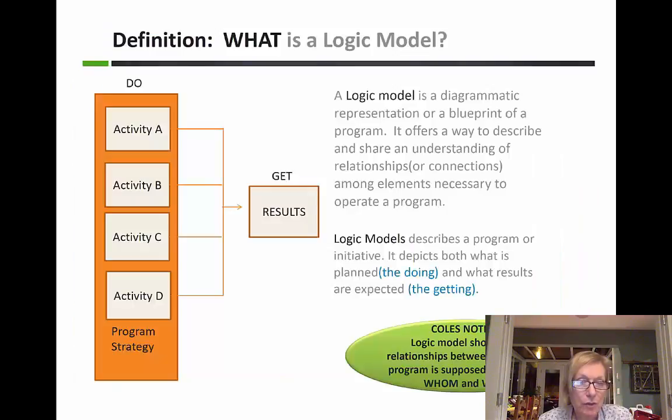So they talk about a logic model. It's a tool to help you get your head around how to evaluate a program. And it's a representation or a blueprint of a program, and it offers a way to describe and share an understanding of the relationships or the connections among the elements that are necessary to operate a program. A logic model describes a program or initiative. It depicts both what is planned, the doing, and also what results are expected, which is the getting. So basically you're doing activity A, B, C, and D, and you hope to get the results that are over there.